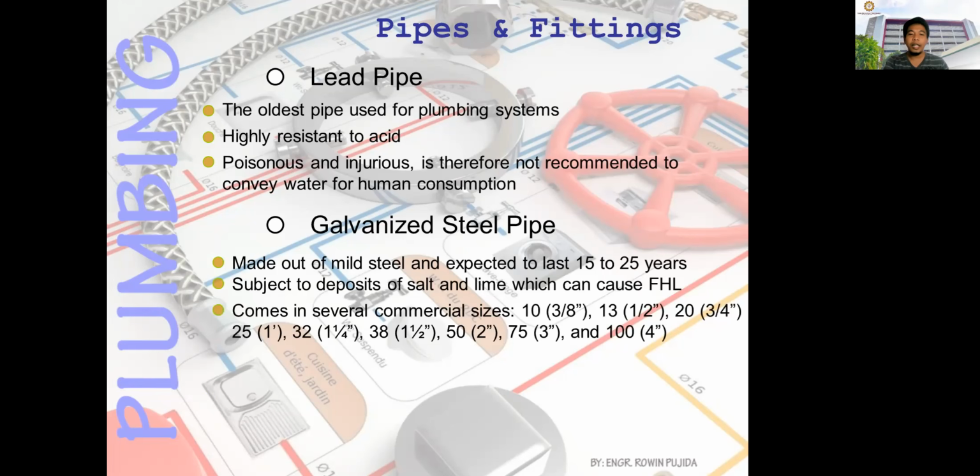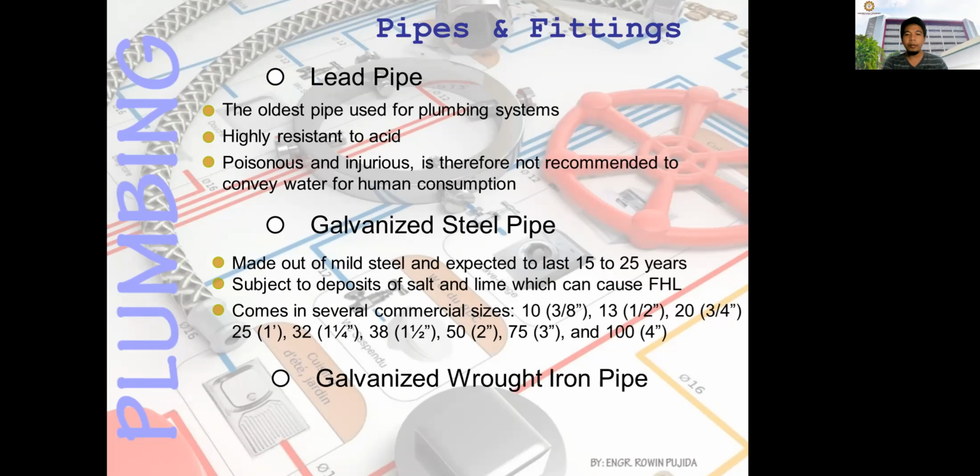Okay, so it comes in several commercial sizes. We have 3/8, 1/2 inch, 3/4. Since when you buy a pipe in a hardware store, they will ask you the diameter. So they don't know the number, they just know the diameter of the pipe. So when you buy a pipe in the hardware, you just say the diameter in inches. Okay, so normally we use the galvanized pipe diameter of 1/2 to 4 inches.